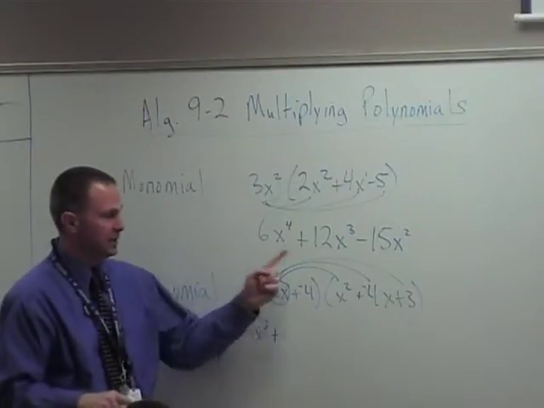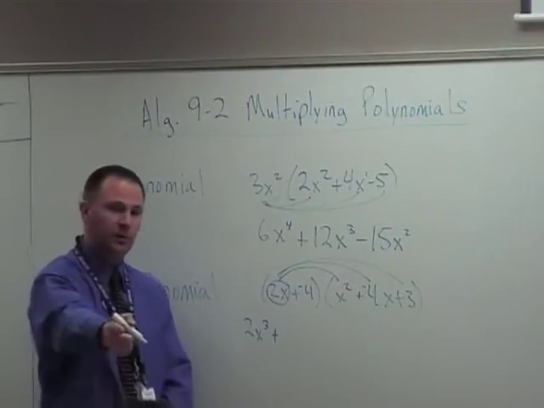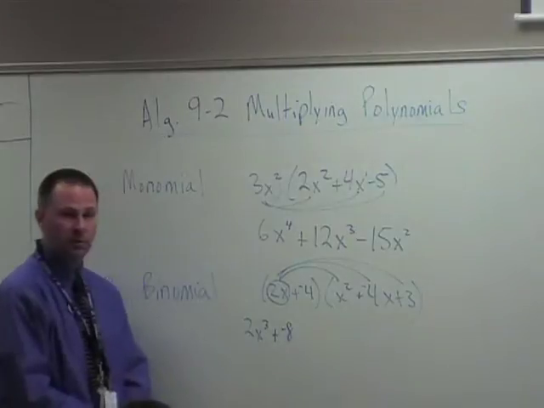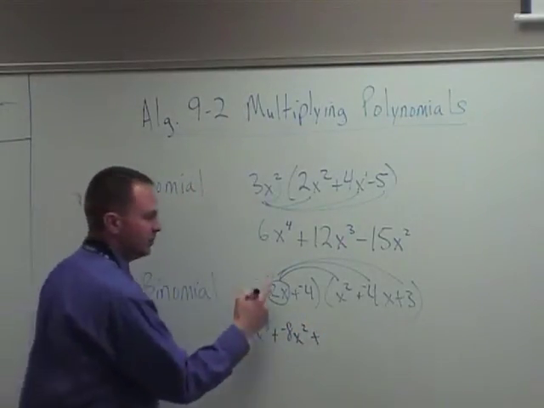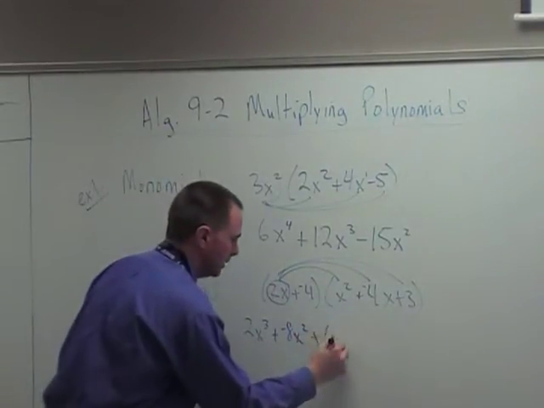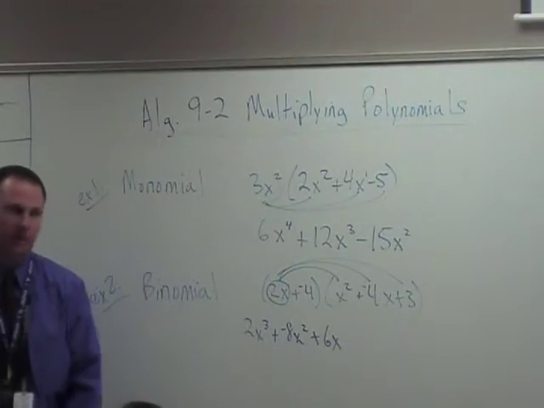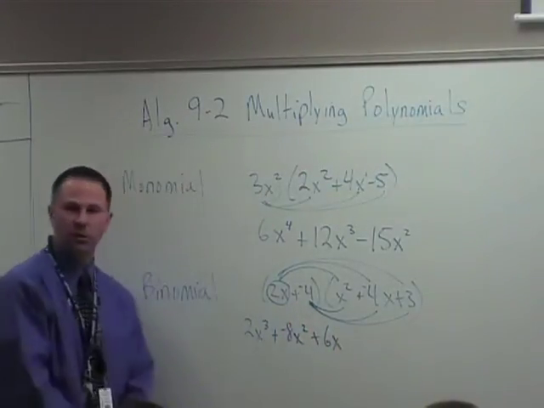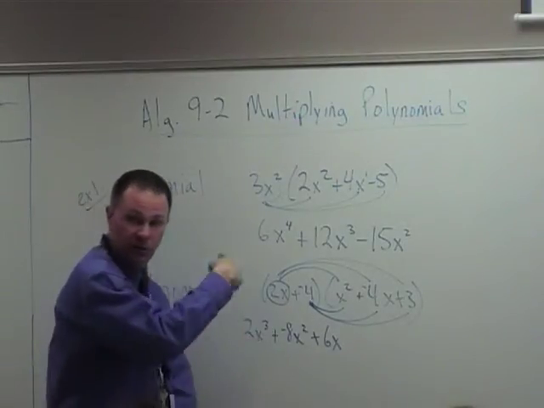Now, you go 2x times negative 4x. What's 2 times negative 4? Negative 8. And what's x to the first times x to the first? X squared. Good. And we have another plus sign. Now 2x times 3? 6x. Now you're not done. That was the first term. Now you got to do the second term. Distribute the negative 4 to each term in the second parentheses. And if there were 3 terms, you'd then do the third term.